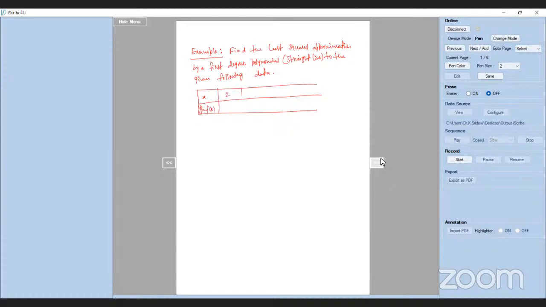X values are 2, 4, 6, 8, 10, and 12. Y values are 7.32, 8.24, 9.20, 10.19, 11.01, 12.05. Next, solution.